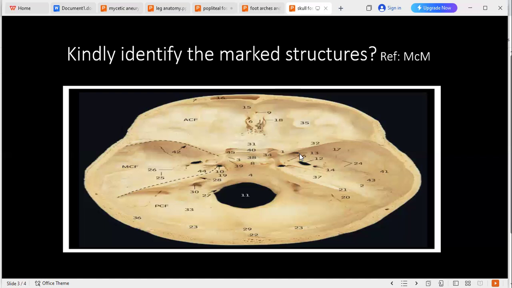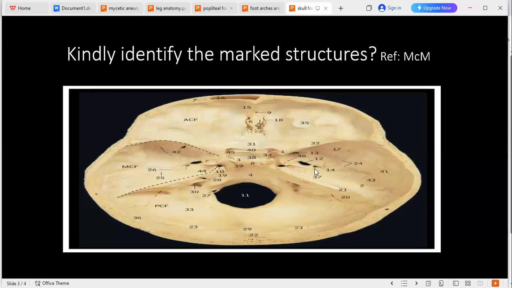And posterior ophthalmic artery. Number 12 here. It's another foramen. Can you identify this, please? Yes, foramen ovale. It transmits the otic ganglion and the mandibular branch of the trigeminal nerve, accessory meningeal artery, lesser petrosal nerve and emissary veins.